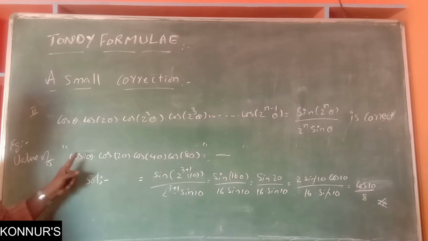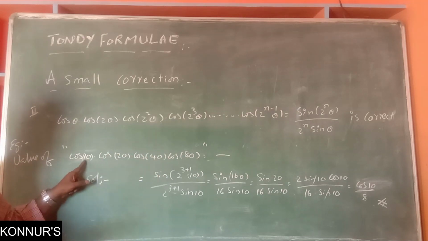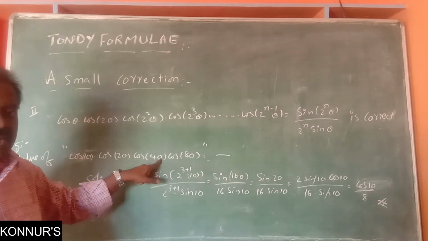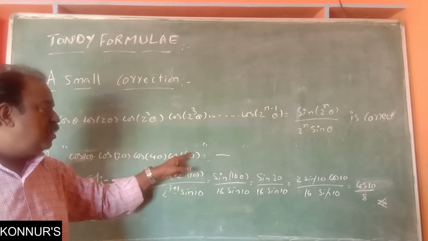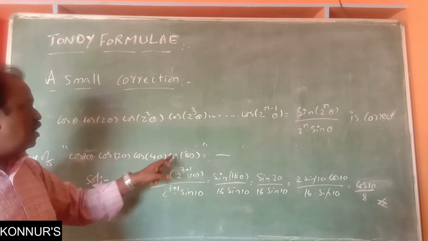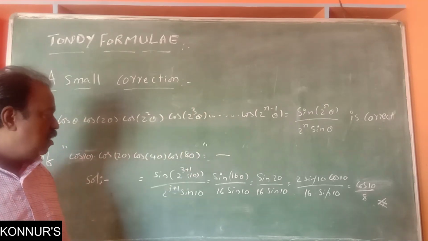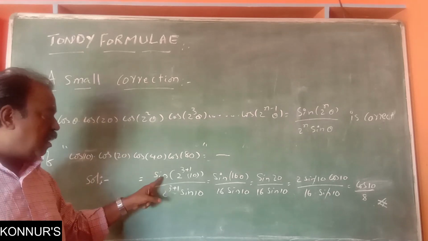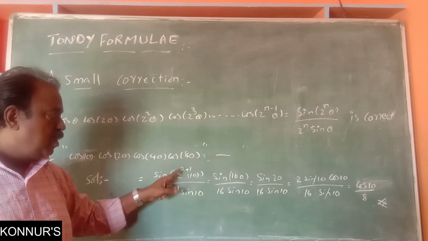What is the value of this? Now all are cos. Theta is 10. 2 into 10, 20. 2 square into 10, 40. 2 cube into 10, 2 cube is 8, 8 into 10 is 80. So here n minus 1 is 3, so n is 4. So the answer, by using the 20 method, is sin of 2 power 3 plus 1, 2 power 4, into 10.